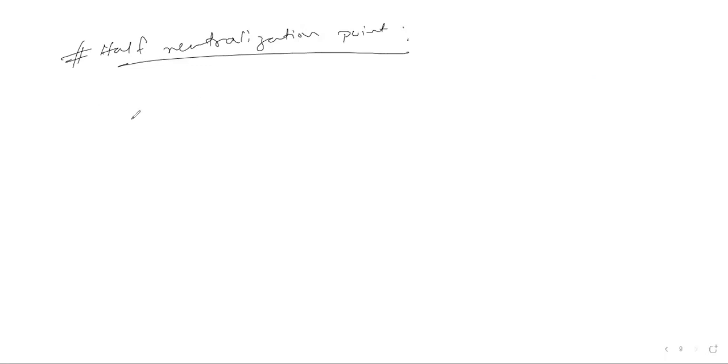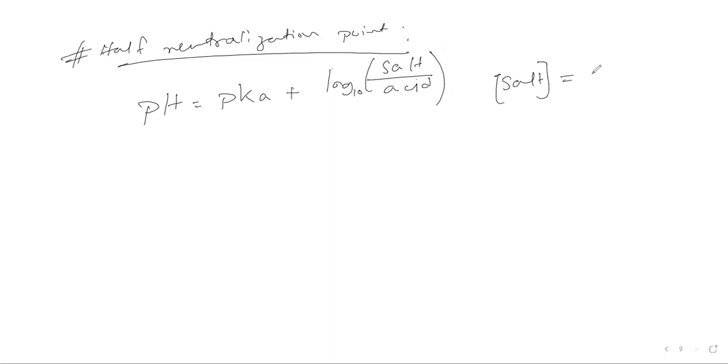So what is the half neutralization point? This is when pH equals pKa plus the log base 10 of salt over acid. When the salt concentration equals the acid concentration, that's when our half neutralization point is reached. That means the pKa value equals the pH. Why? Because if these concentrations are equal, they cancel out and we are left with 1, and we know log of 1 is equal to 0. So that's actually what it is.